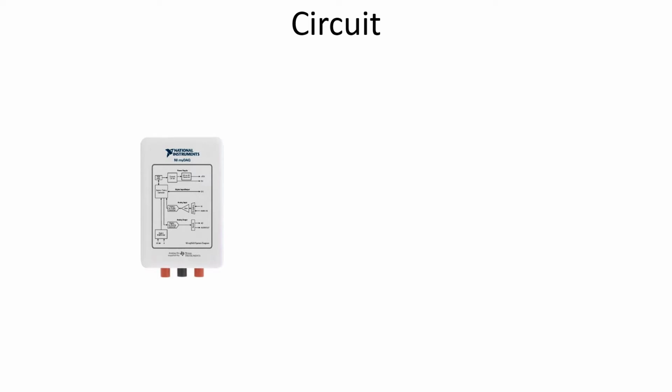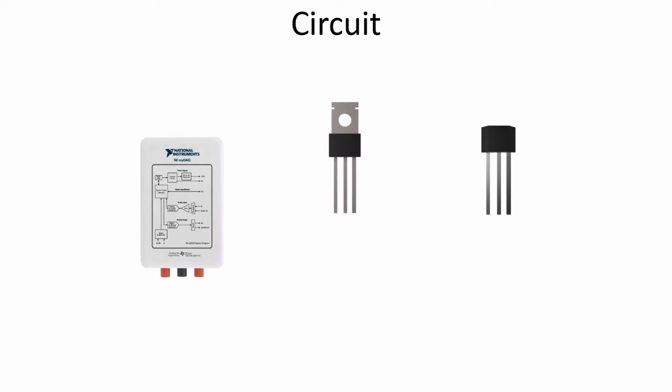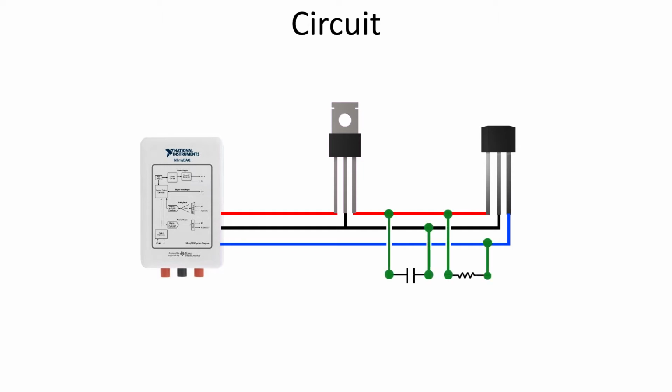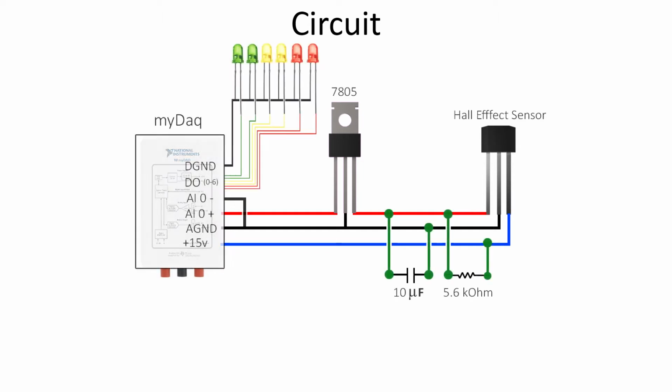In this experiment, I'm using a MIDAC to acquire data from the Hall effect sensor. The Hall effect sensor operates at 5 volts, so I'm using a voltage regulator to constantly supply 5 volts to the sensor. I also have a low pass filter in the circuit to prevent digital noise. I also have an LED array which connects to the digital output of the circuit for indicating speed.